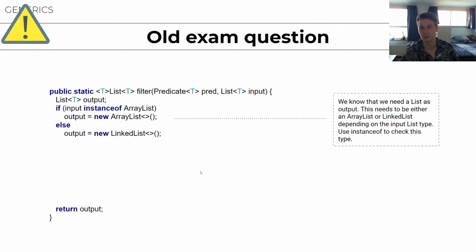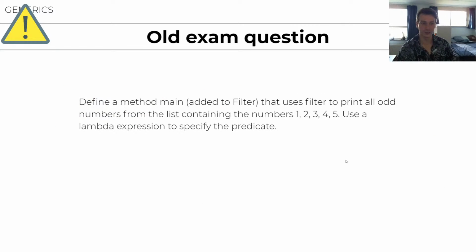Okay, and the rest is all about cheat sheets. I'll tend to that later. Then to the next question. Define a method main added to the filter class that uses filter to print all odd numbers from the list containing 1, 2, 3, 4, 5. Use a lambda expression to specify the predicate.